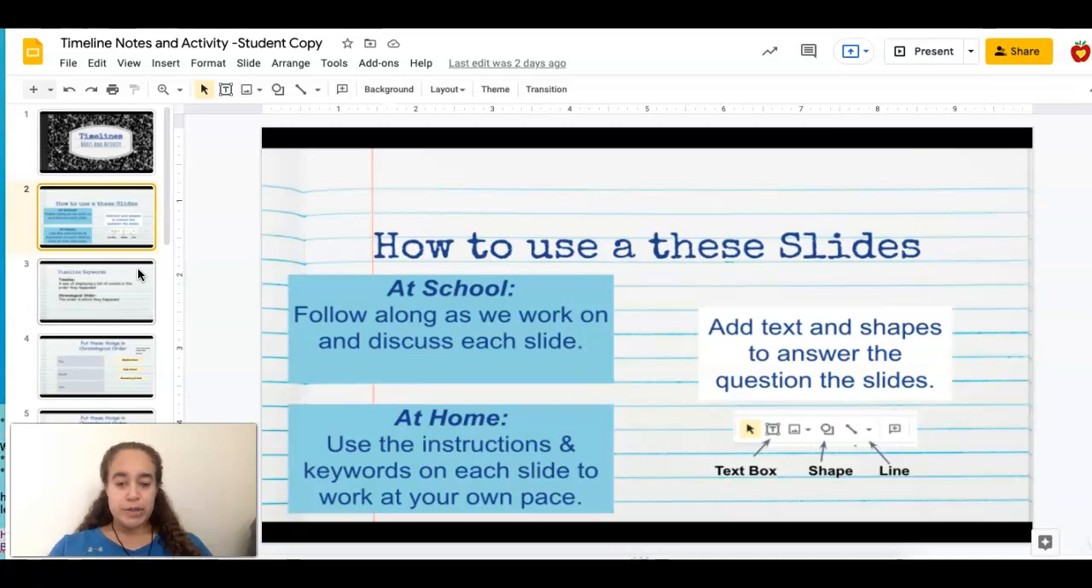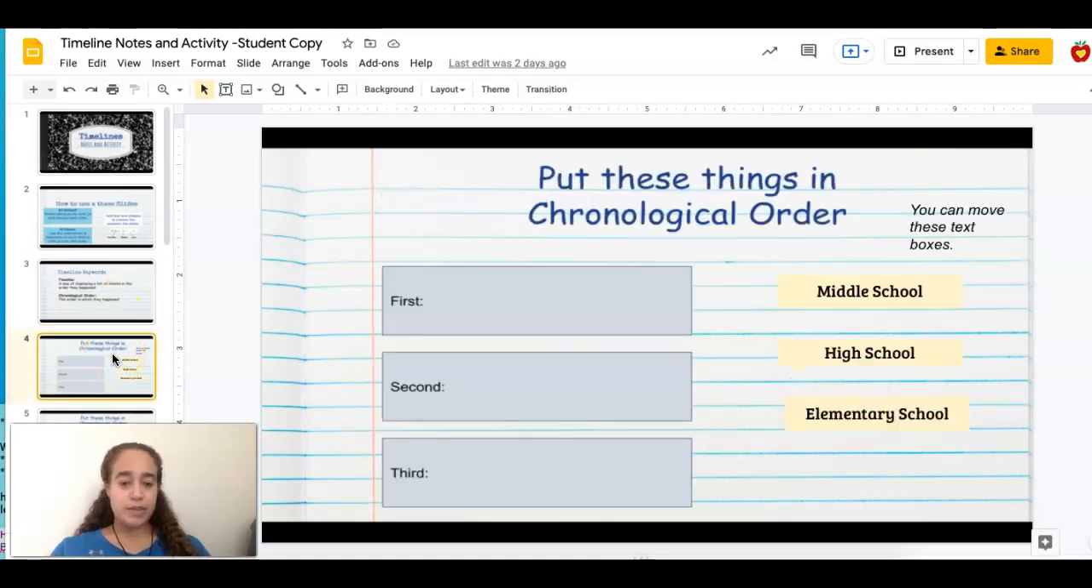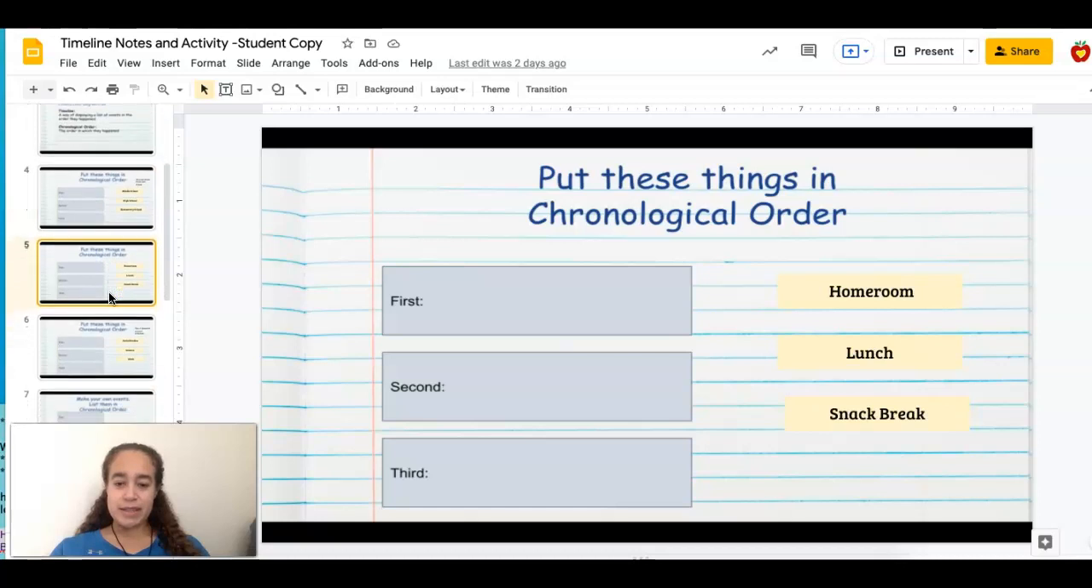So you opened up your Google Slides, you saw the first set had some directions, you were working at your own pace going through each of the slides. There are some keywords that are really important to read. This week we're talking about timeline, chronological order. I saw a lot of you put these things in chronological order. You just had to drag these boxes, so elementary school is first, middle school is second, and high school is third. Same thing with the next slide.